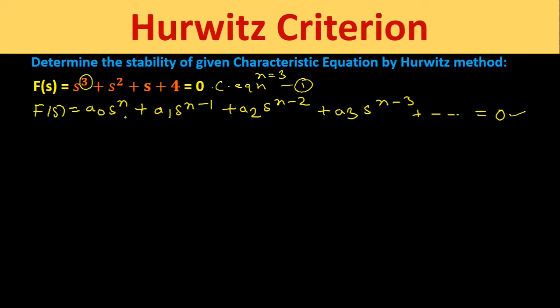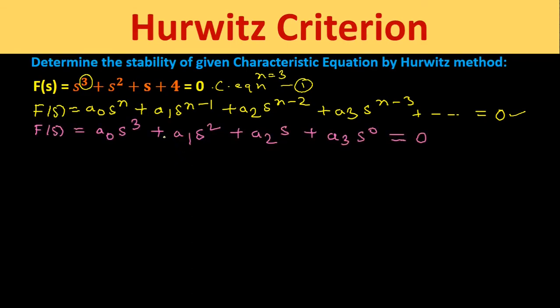When we put n is equal to 3 in this equation, F(s) will be equal to a0 s cube plus a1 s square plus a2 s plus a3 s to the power 0 is equal to 0. This s to the power 0 is equal to 1. So simply here we can write a3 only. Now let us take this equation as equation number 2. Now we compare equation number 1 and 2. When we compare equation number 1 and 2, we will get a0 is equal to 1, then a1 is equal to again 1, then a2 is equal to 1 and here a3 is equal to 4. Now we can determine the subdeterminants from these values of a0, a1, a2 and a3.